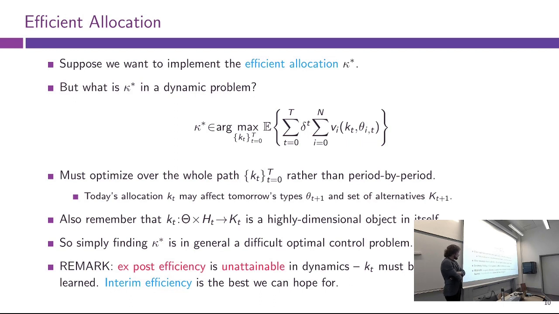Now, the problem of implementing the efficient allocation is pretty much the same as it is in the static setting. We want to find an efficient allocation kappa star that maximizes the discounted expected sum of real utilities of all players. So, the sum over t's, sum over i's of v_i's, discounted appropriately. And the expectation here is taken probably over all profiles of player types.